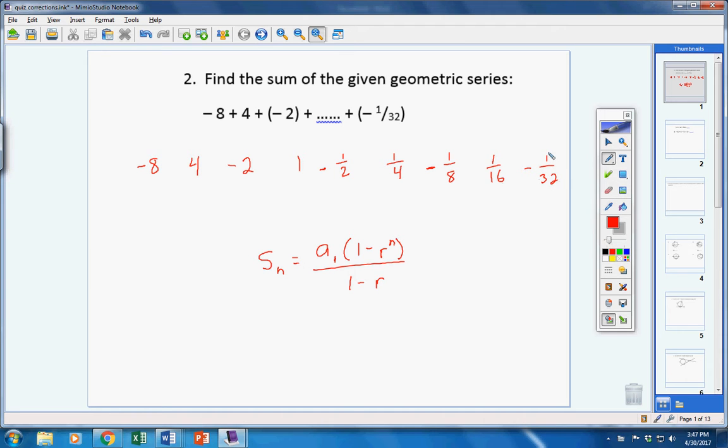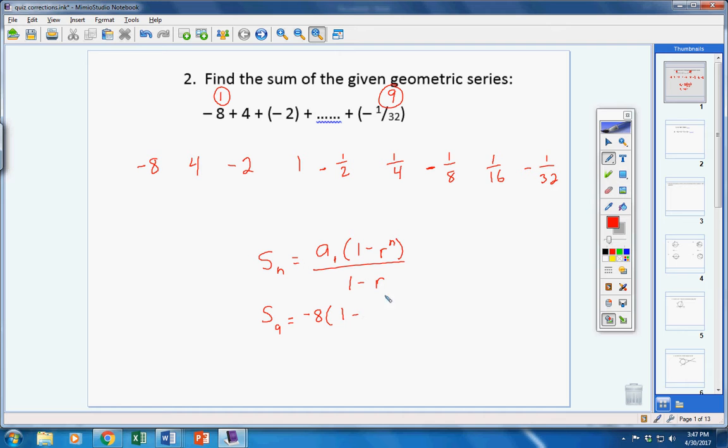And look at that, there's my last term right there in the series. So this is my first term and this is my 1, 2, 3, 4, 5, 6, 7, 8, 9th term. So I'm adding 9 terms. Got it? So I have the sum of 9 terms equals a subscript 1, that's -8, parentheses 1 minus r.